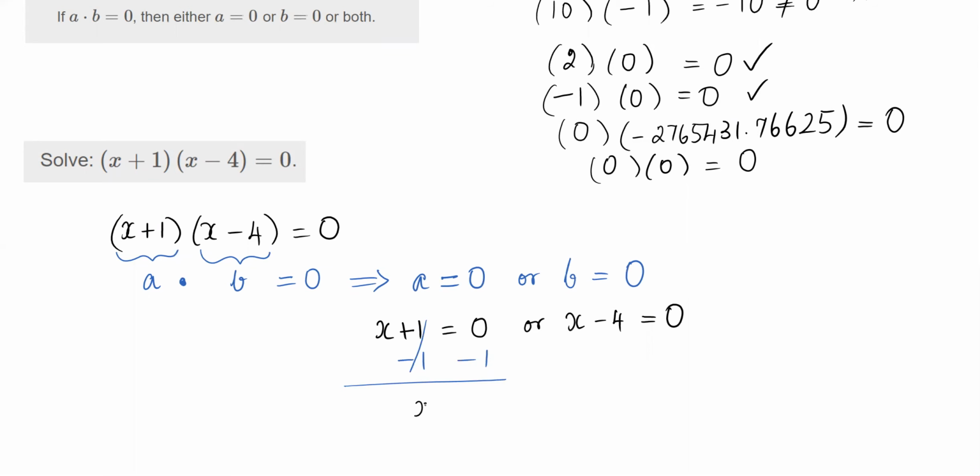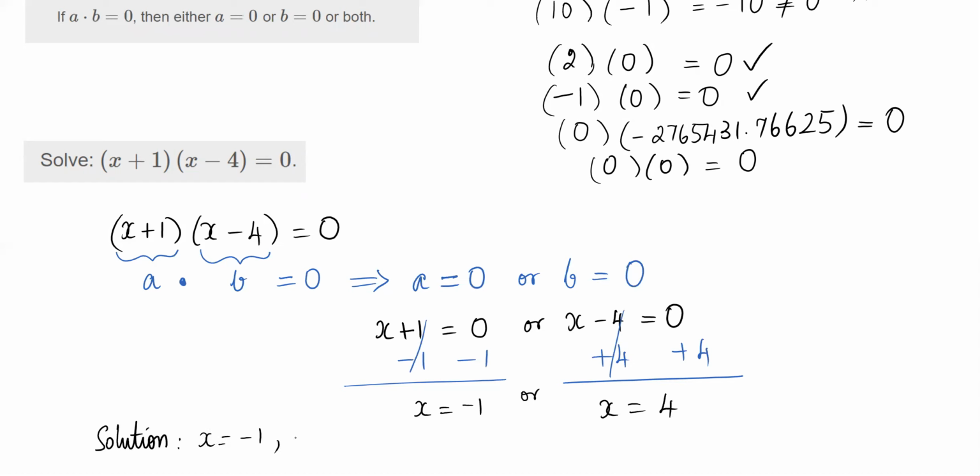So x equals negative 1, or here you have plus 4 on both sides, so x equals positive 4. So your solution is that we get two answers. For this expression to be equal to 0, we have x as either negative 1 or 4. Any one of them would work.